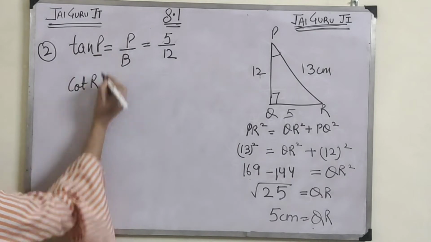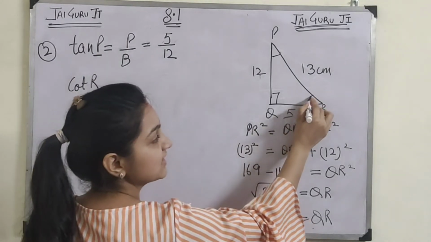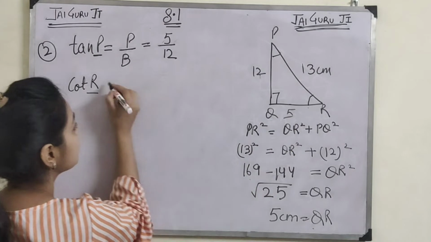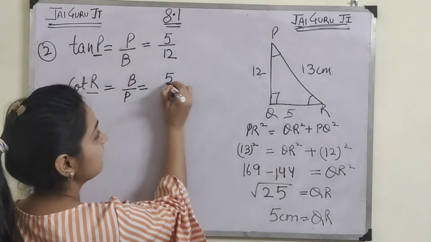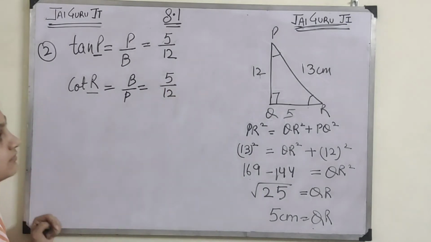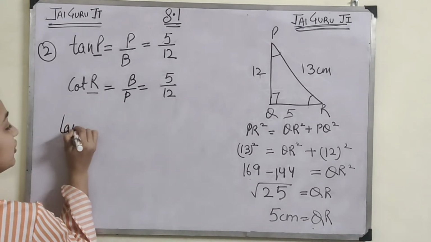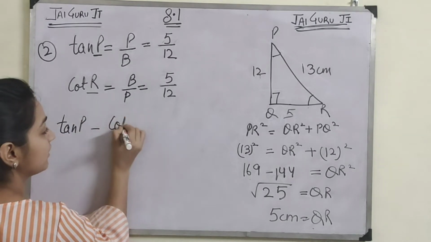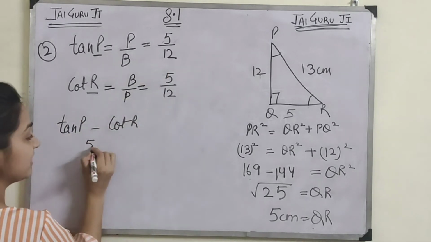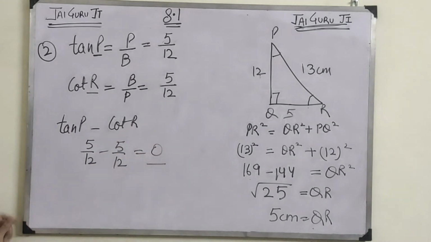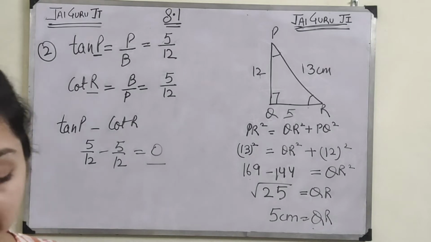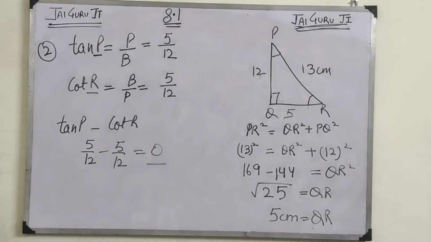Theta, which is known as theta. Now it is R. If R is this one, so base is this. B upon P is the formula for cot. Base is 5 and P is 12. Now, it is same. The question they are asking, you have to minus tan with the cot. So, if I minus 5 by 12 with 5 by 12, the answer will come 0. This is the answer. That's all. You can just note it down so that I can move to the further question.